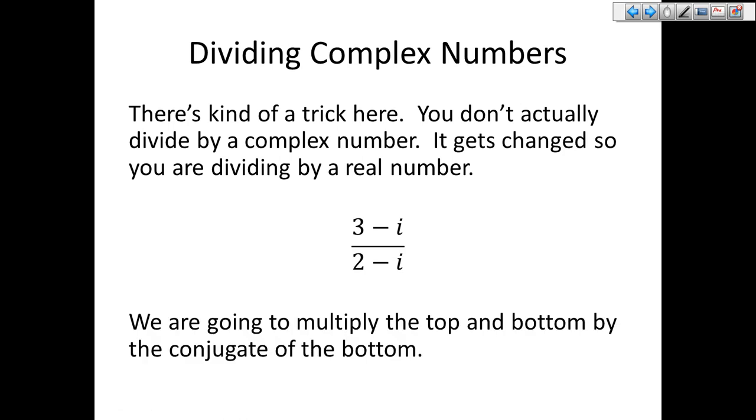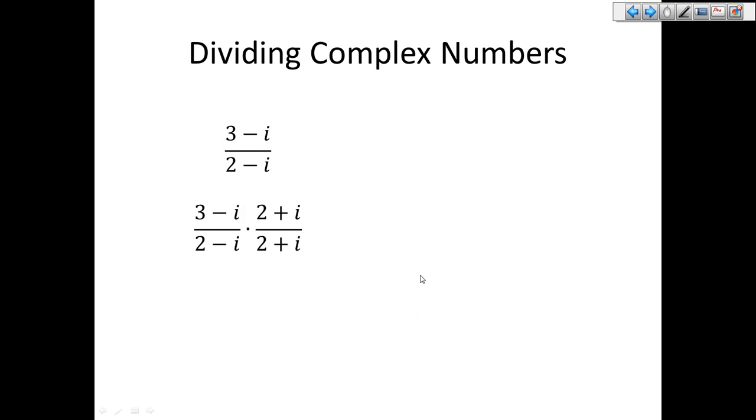Now the way I do that is I'm going to multiply the top and the bottom by the conjugate of the bottom. So what's the conjugate of 2 minus i? Well, the conjugate of 2 minus i is 2 plus i. And I multiply by that top and bottom. Now, I'm going through all the painstaking process here, but then we'll use our trick, and we'll talk about how to do this easier. There's no trick to multiplying the top. You have to FOIL this out. There's no way around the hard work here.